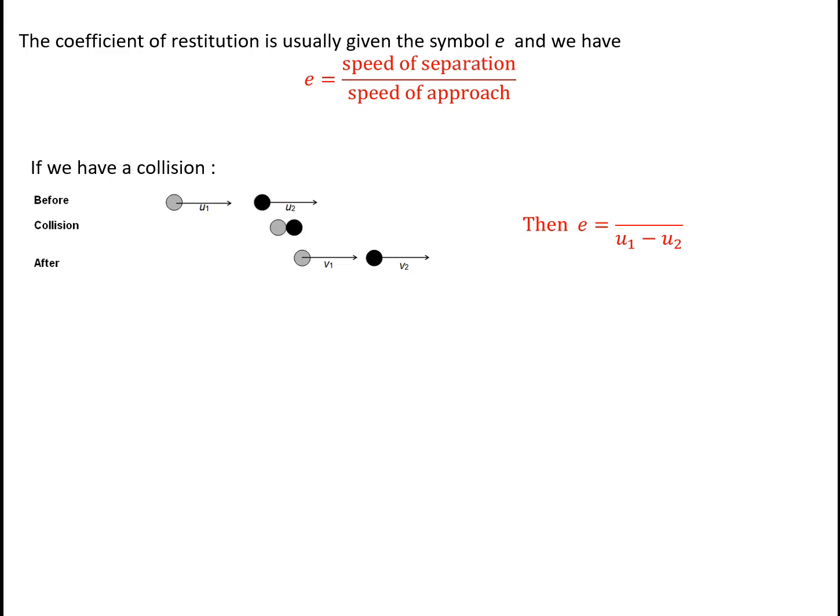If after the collision the grey ball has a velocity of v1 to the right and the black ball has a velocity of v2 to the right, then the speed of separation will be v2 minus v1, because v2 must clearly be a bigger number than v1, because otherwise the grey ball is going to have to pass through the black ball, which is physically impossible. So the speed of separation is v2 minus v1.